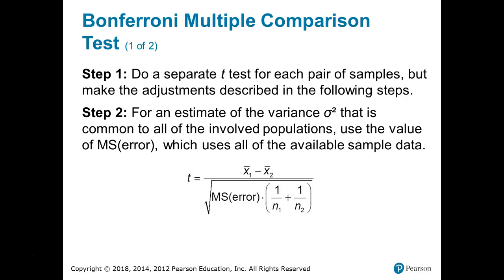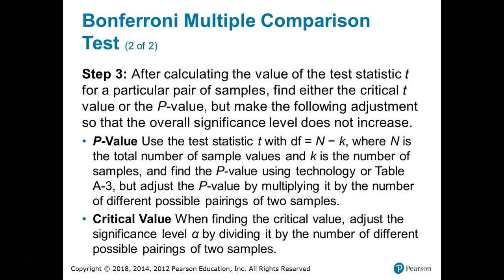So we are going to do a separate t-test for each pair of samples. So each pair of samples, so 1, 2, 2, 3, 1, 3. But then make adjustments described in the following steps. For an estimate of the variance, we use the value of MS error, which uses all the available sample data. That was shown on the other slide in my conclusion. So we have our t statistic, which is the mean of sample 1 minus mean of sample 2 divided by the square root of the MS error multiplied by 1 over n1 plus 1 over n2.